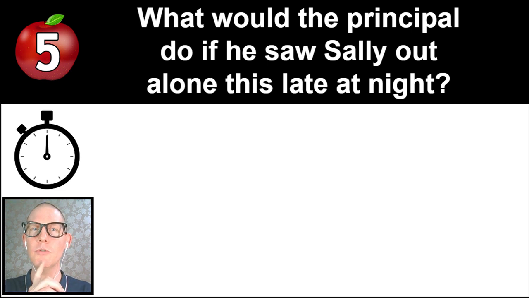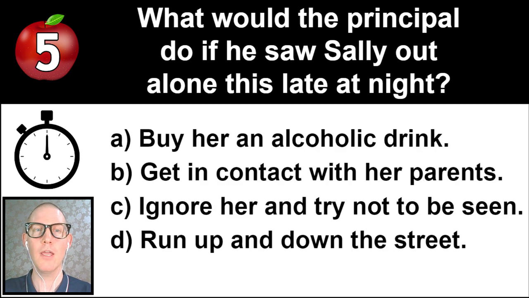What would the principal do if he saw Sally out alone this late at night? A. Buy her an alcoholic drink. B. Get in contact with her parents. C. Ignore her and try not to be seen. D. Run up and down the street. What do you think?